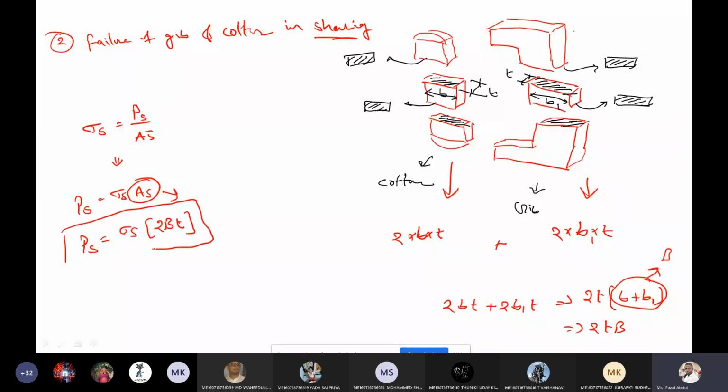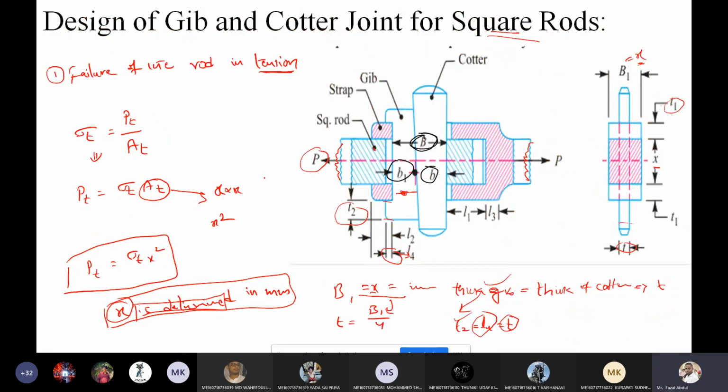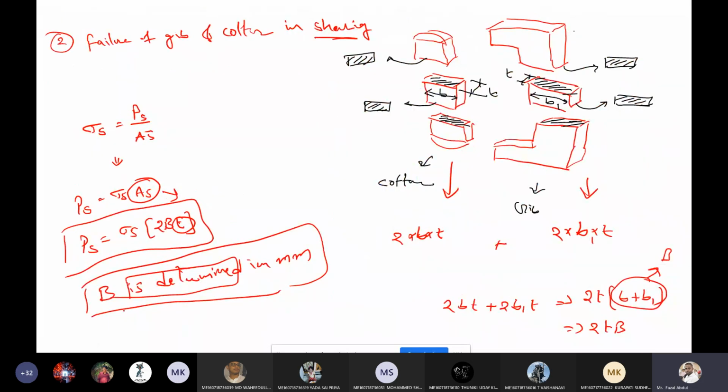Okay. So with this, we are going to determine the B value. B is determined in mm. So if it is a numerical, then you have to write the B value here. The T value you already calculated in the first step. So substitute the T value there, and you will finally get the B value. This is the second mode of failure.